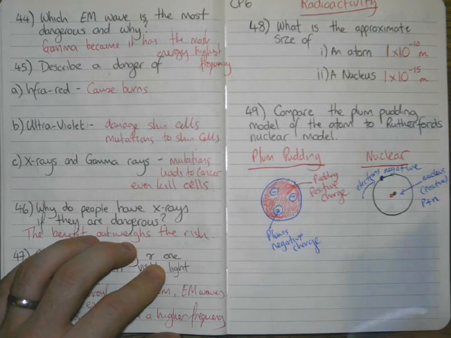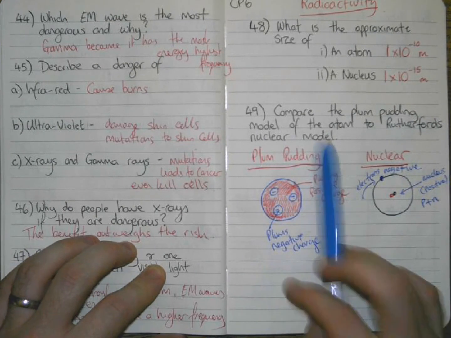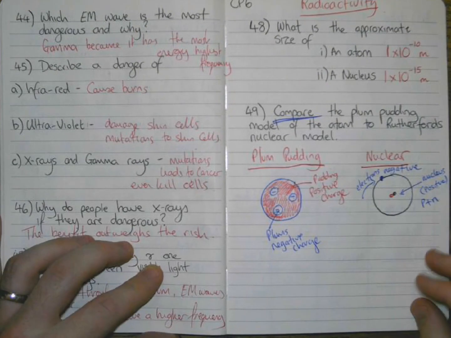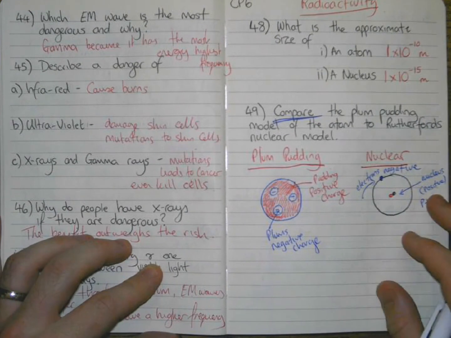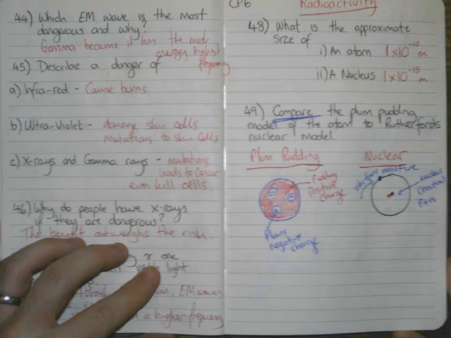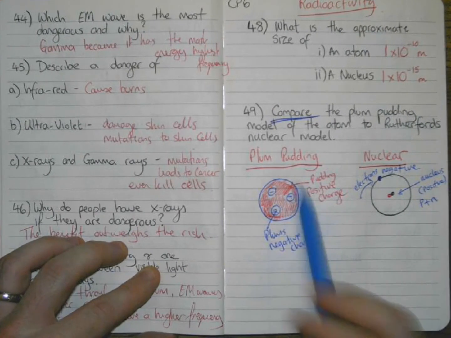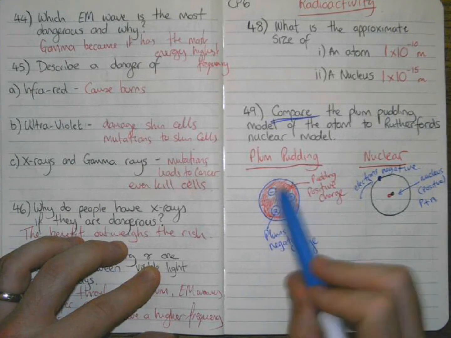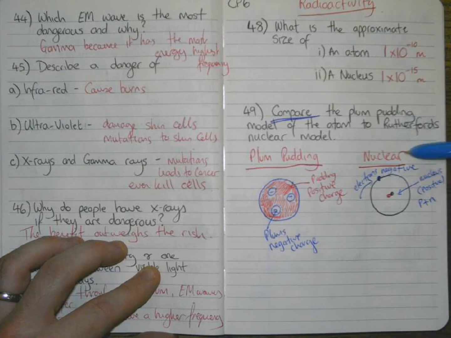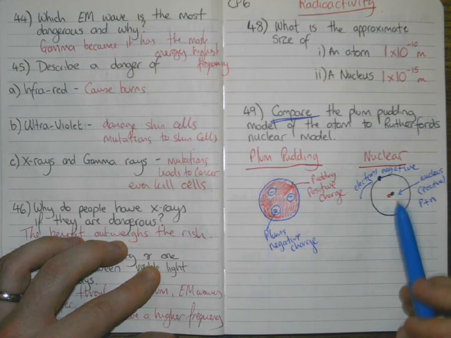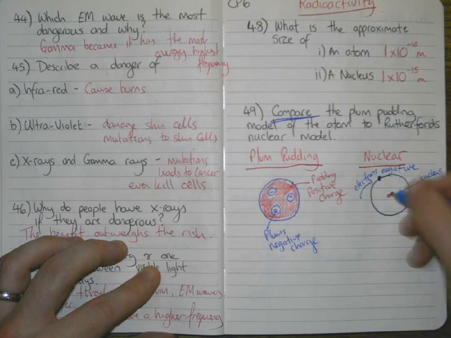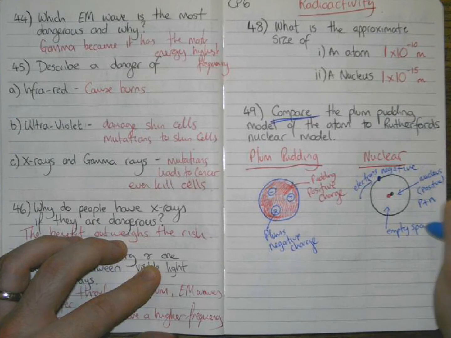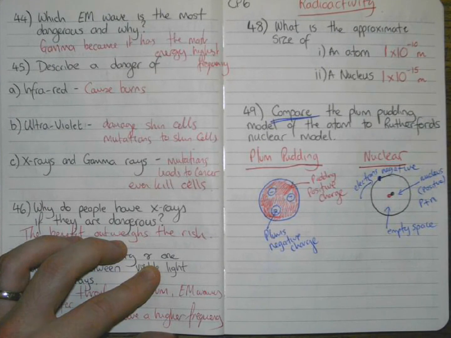When we would write this out, to answer the actual question, the word compare in an exam means talk about both, give as much information about both as you can. So here you would just talk about how it was a ball of positive charge with negative charge dotted around in it, whilst the nuclear model has the positive charge in the nucleus in the middle, and the rest of the atom is actually empty space. So those are our two models.